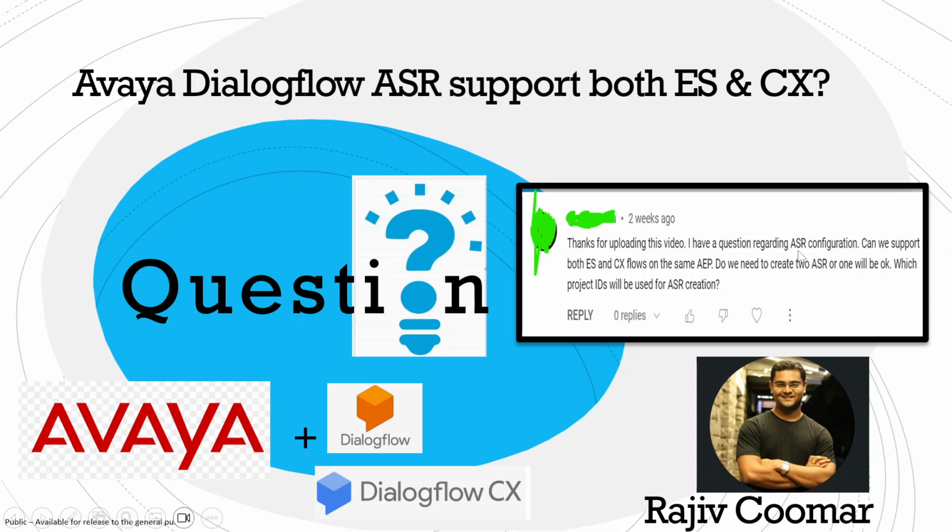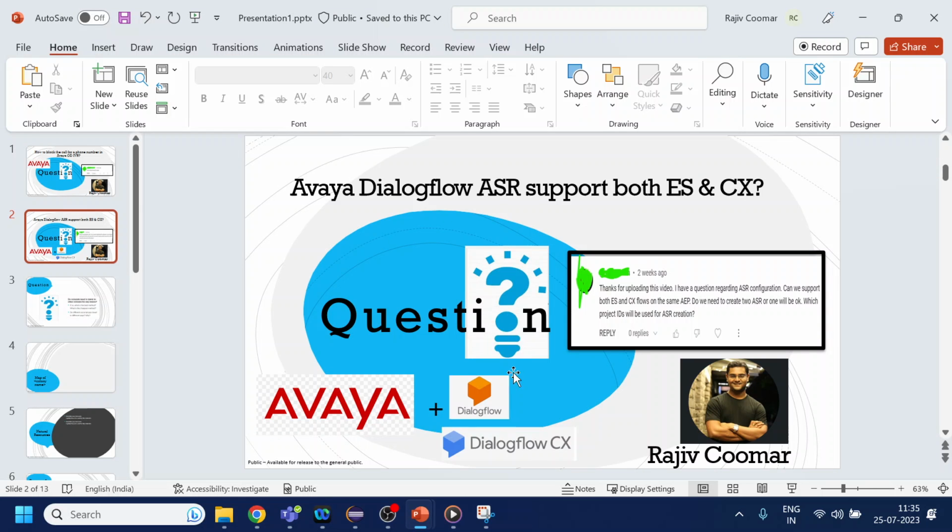So the person has the question: can we support both ES and CX flow on the same AEP? Do we need to create two ASRs or will one be okay? Which project IDs will be used for ASR creation? So basically the question is, can Dialogflow ASR support both ES and CX?